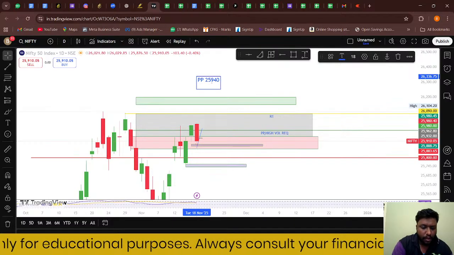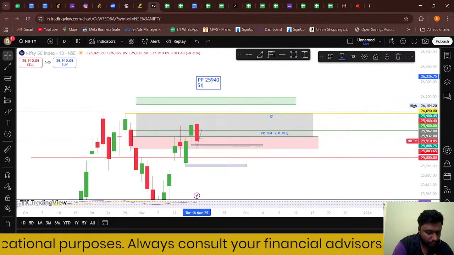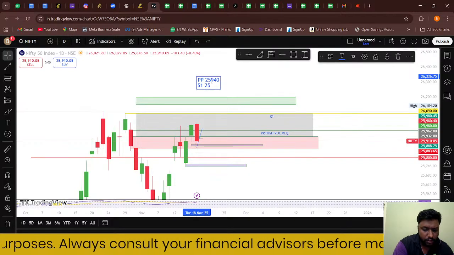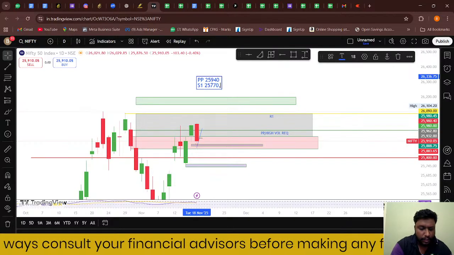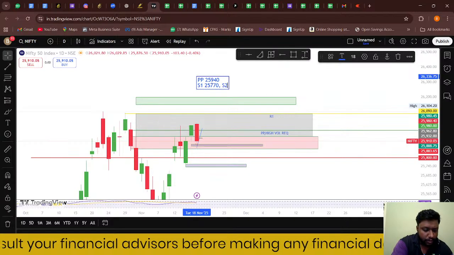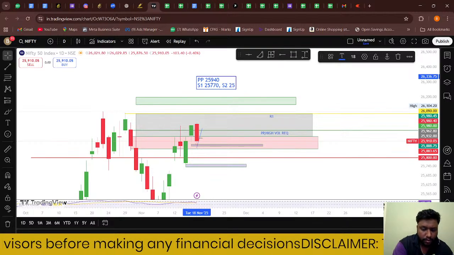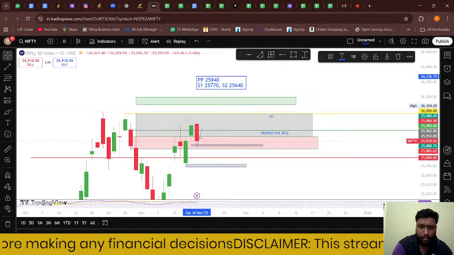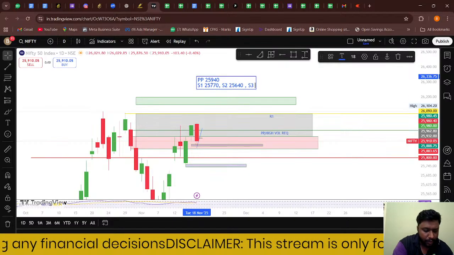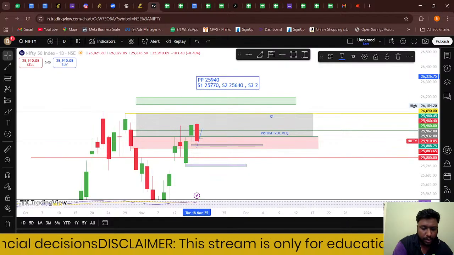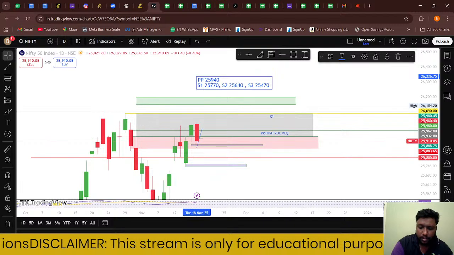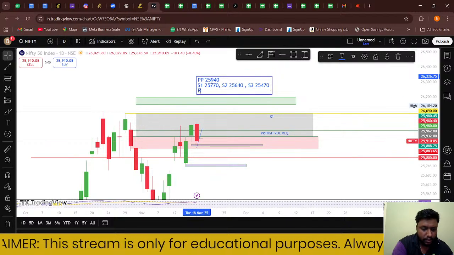So with respect to this, support one lies at 25,770. This is where the first support comes in, and S2 is at 25,640. 25,640 will be the second support, and third support will be at 25,470. 25,470. So we'll mark the resistance as well.